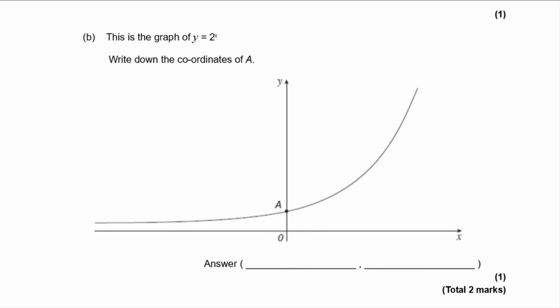B, this is the graph of y equals 2 to the power of x, it's an exponential curve. Write down the coordinates of A. A is the point of intersection, it's always the same point, it's always 0, 1. I already know what that is, always passes through 0, 1. Doesn't matter what the value of the base is, 3 to the x, 4 to the x, 5 to the x, half to the x, it always goes through 0, 1. It's because any number to the power of 0 is 1, isn't it? Okay, so it's always 0, 1.